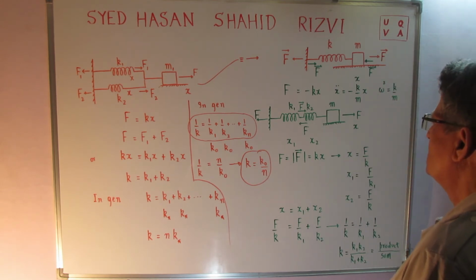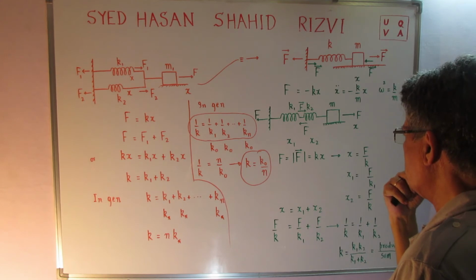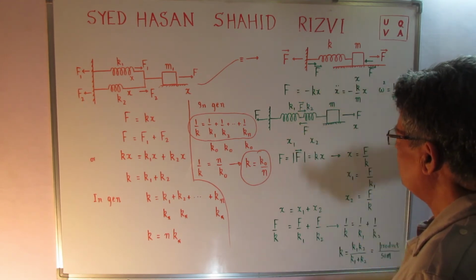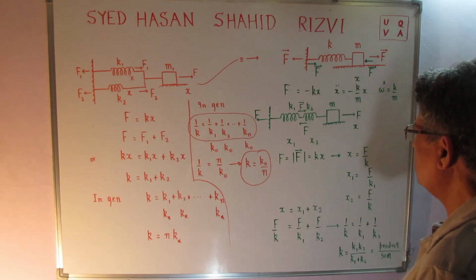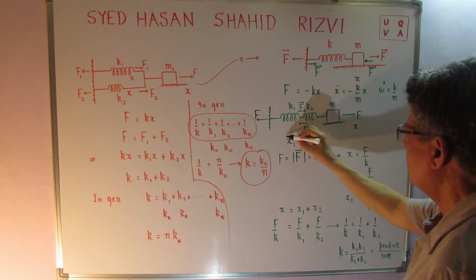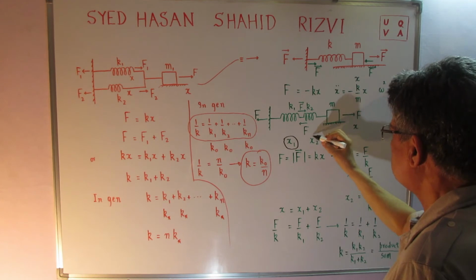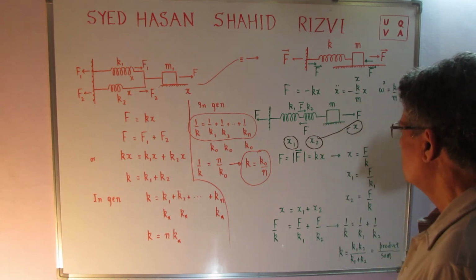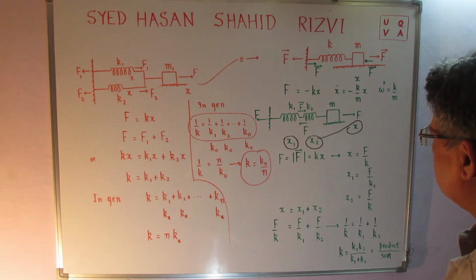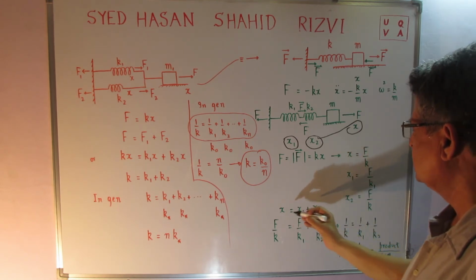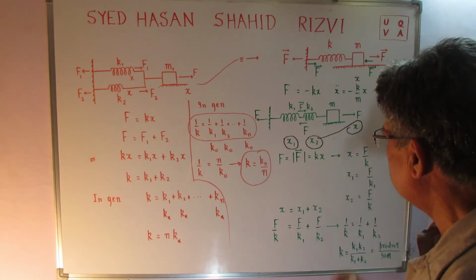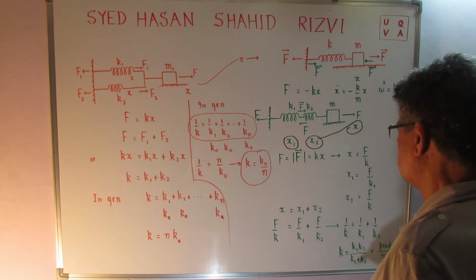Okay, so what we do is consider that the displacement over here is x1, the displacement over here is x2, and the total displacement is equal to x. So I can write the equation x is equal to x1 plus x2, and if there are many, then x1 plus x2 plus and so on.